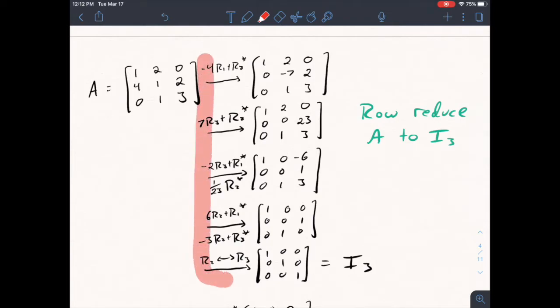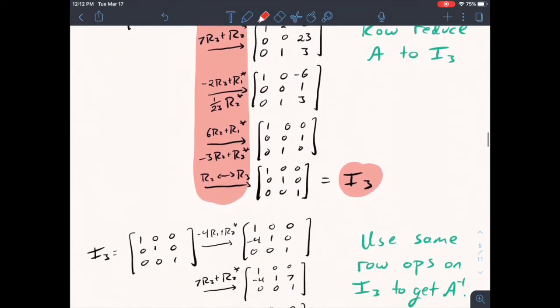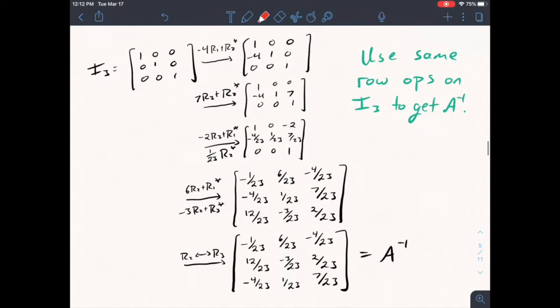So these row operations right here take our matrix A to the identity matrix. So if I take those same exact row operations and do them to the 3 by 3 identity matrix, then that should take me to my A inverse. So this is how we find A inverse.